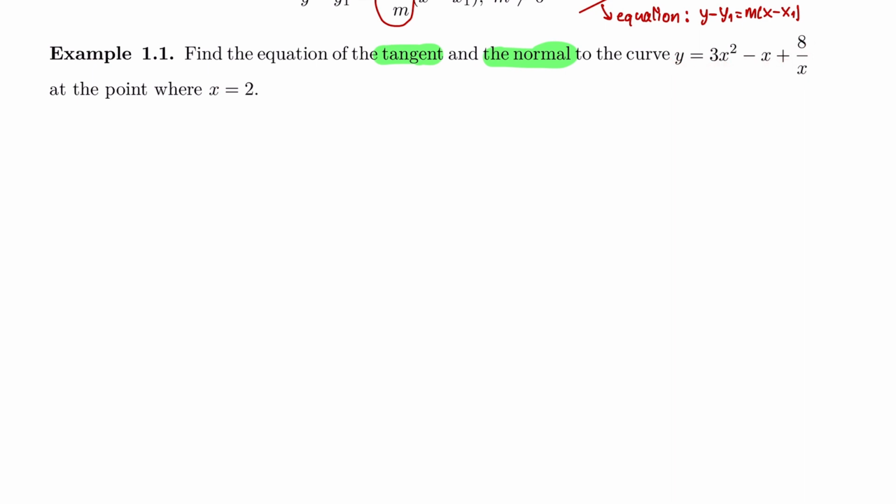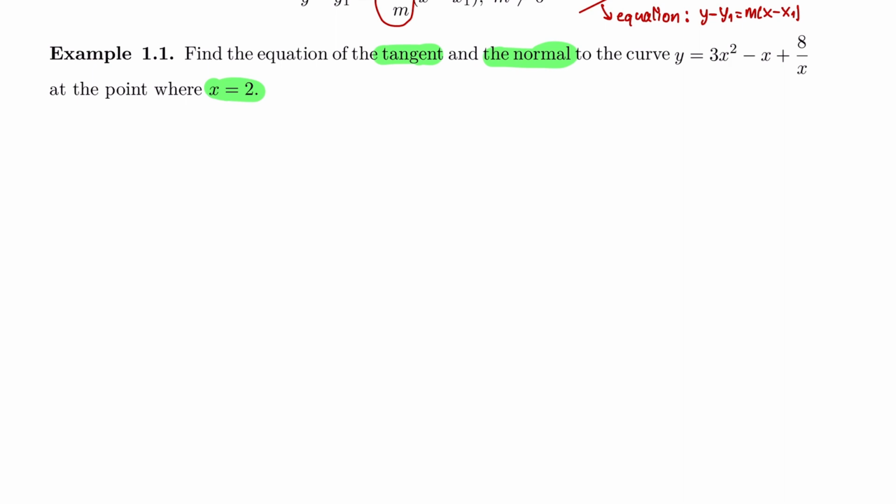Okay. So I don't know what the curve looks like with this equation, because we have x, we have 8 over x. We know that we cannot substitute x equal to 0 into this equation because we have x in the denominator. So I don't think it looks like a quadratic curve. But in this question we have to find the tangent and the normal to this curve at the point where x equal to 2.